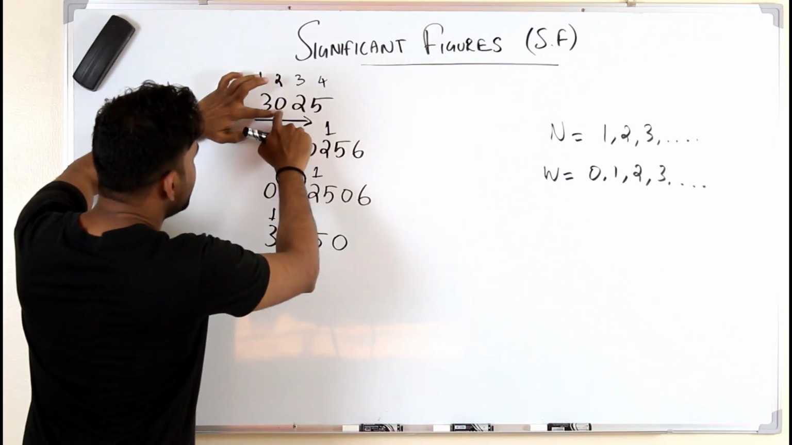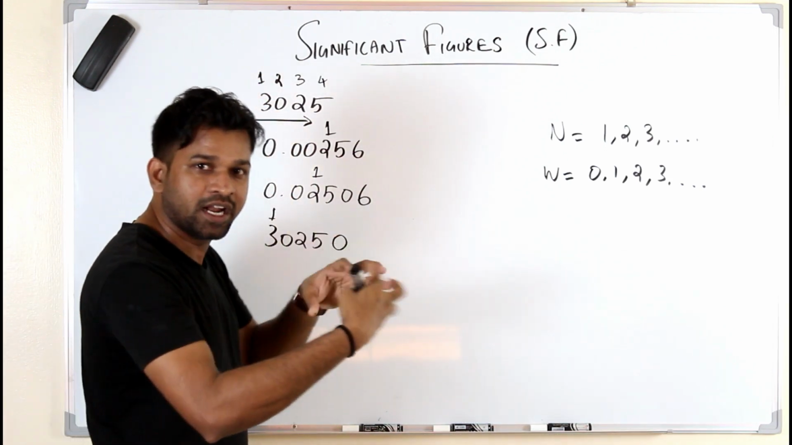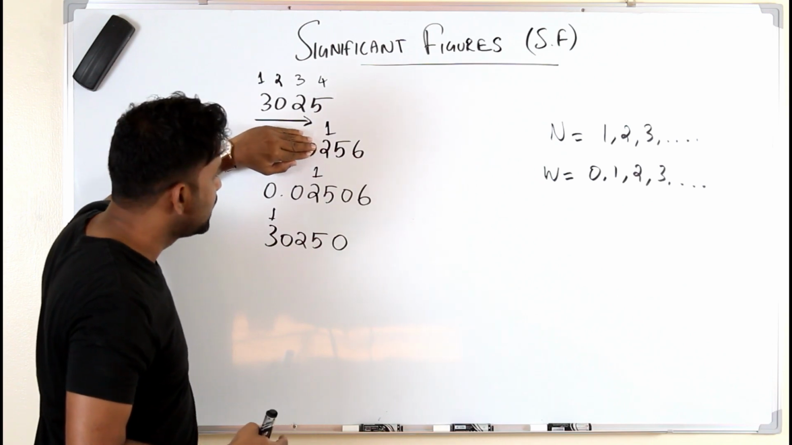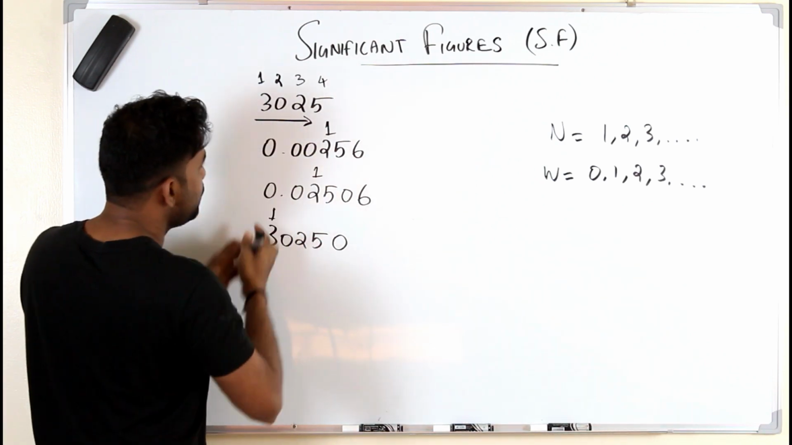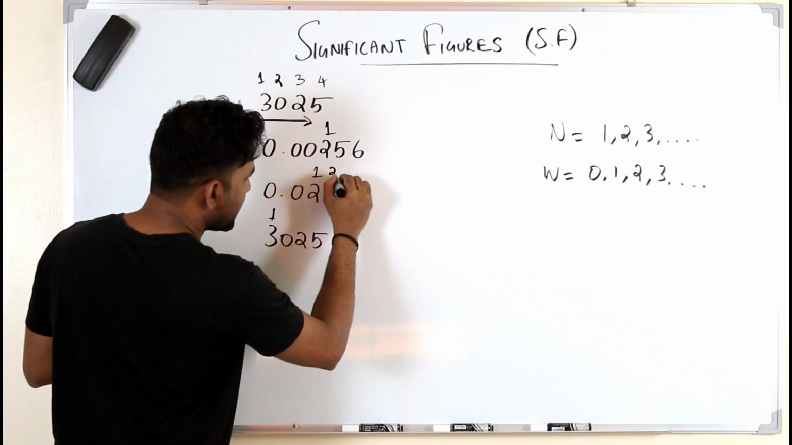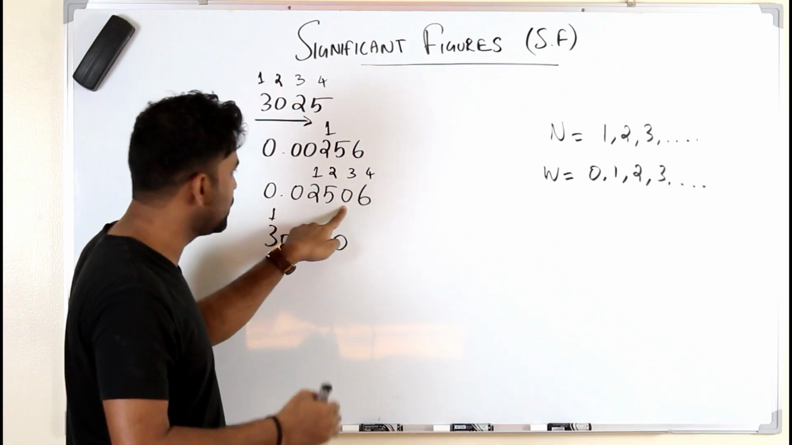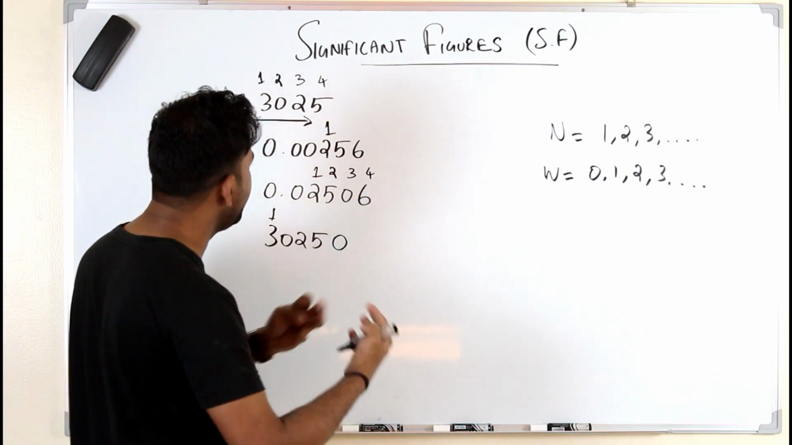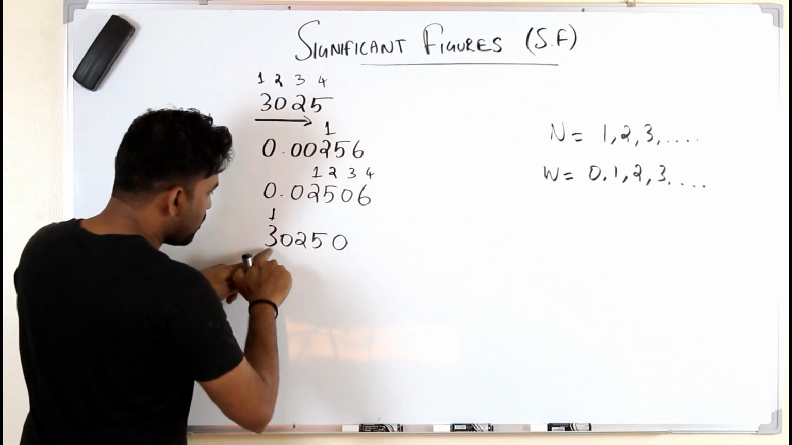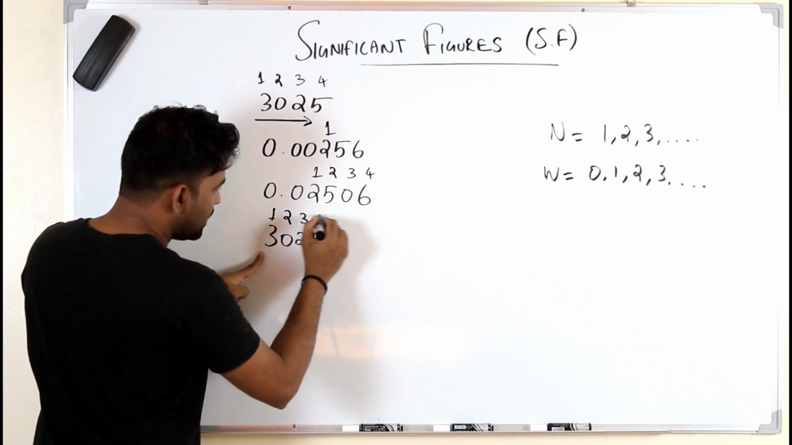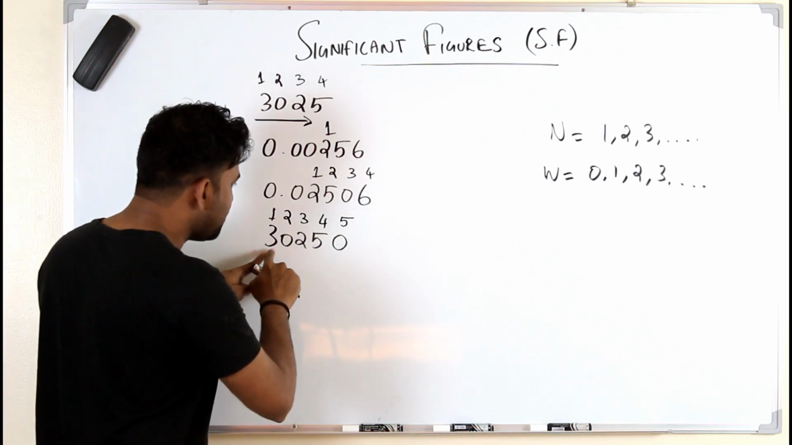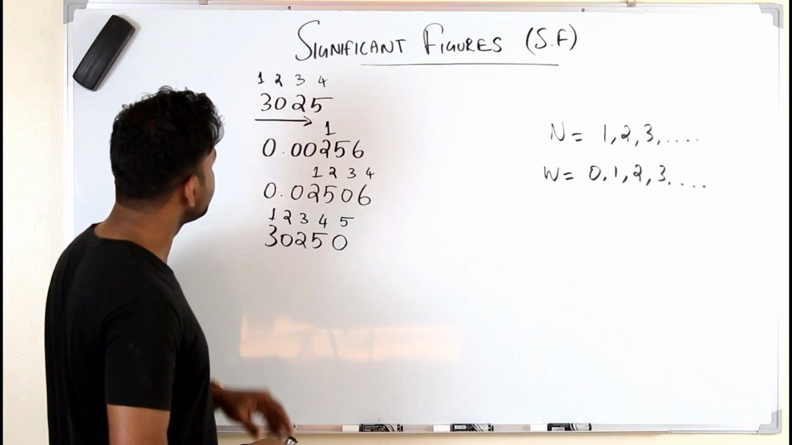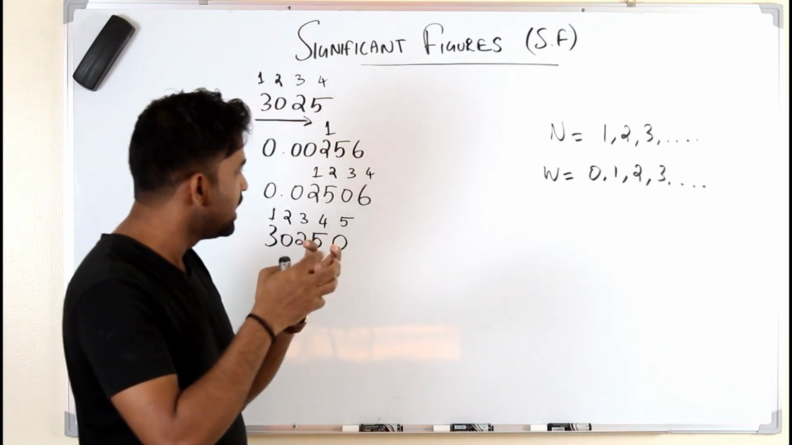But did you notice something? Even though the 0 is a whole number, if it comes in between a number, it is considered a significant figure. But if the 0 comes at first, it won't be considered a significant figure. This 0 is also considered a significant figure because it comes in between the natural numbers. Here the first significant figure is 3, then second, third, fourth, fifth. This number has 5 significant figures, and the 0 is also considered a significant figure. So this is how we find the significant figures of any number.